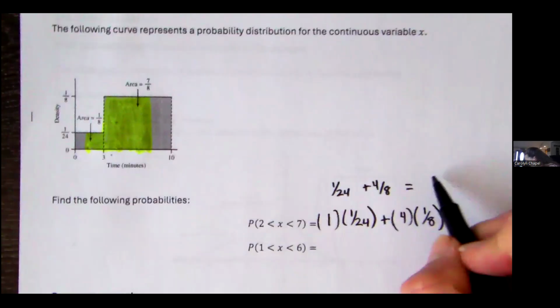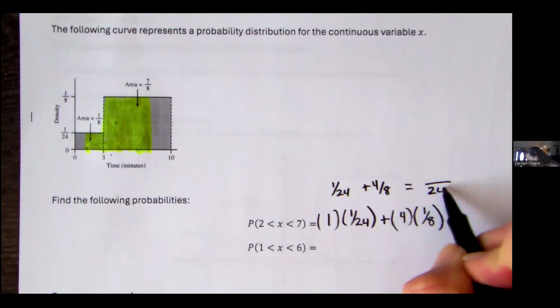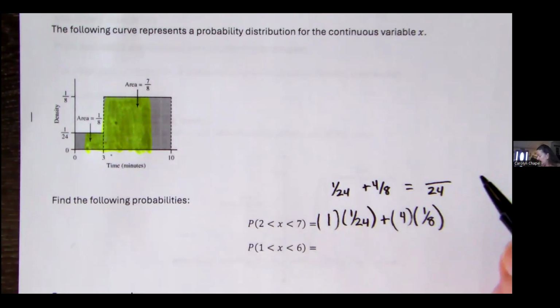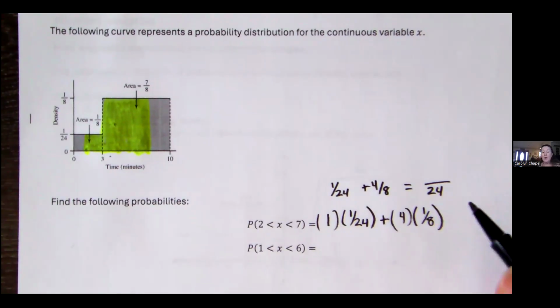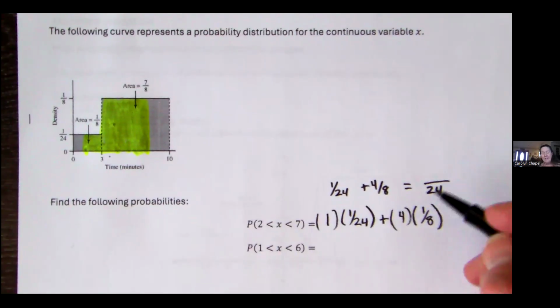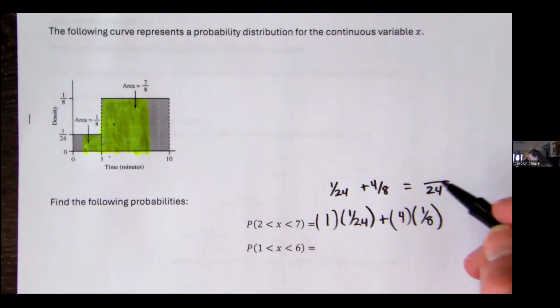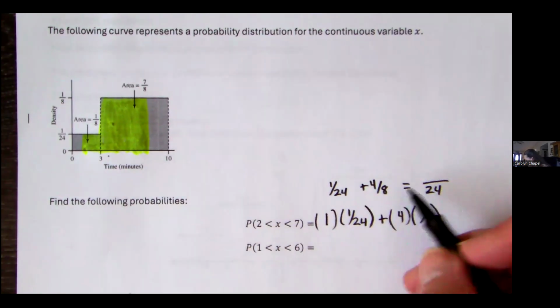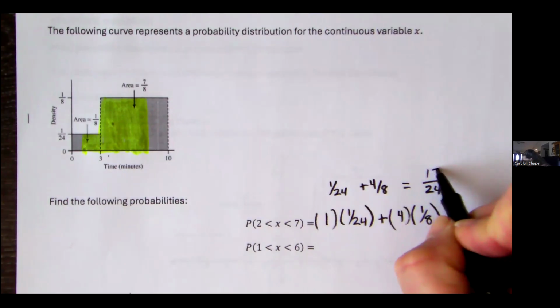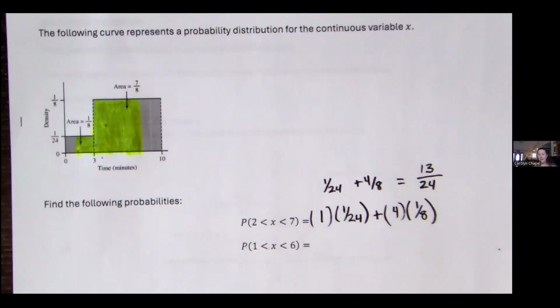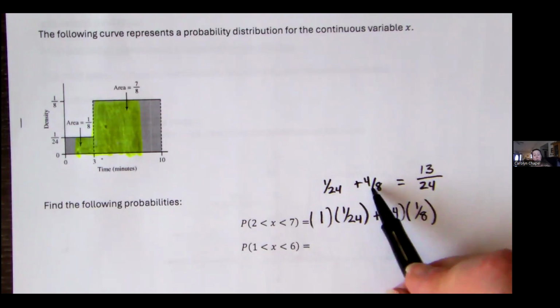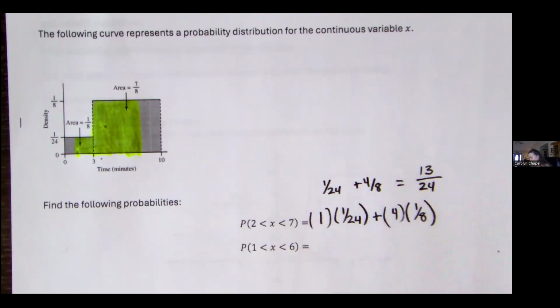I'm going to leave it in fraction form. Feel free to take it to decimal form. If you're doing homework, make sure you give the answer in the form that it wants. So just make sure of that. And we get 13 out of 24, because this would be 1/2, which is like 12 out of 24. So I'm going to add one more.